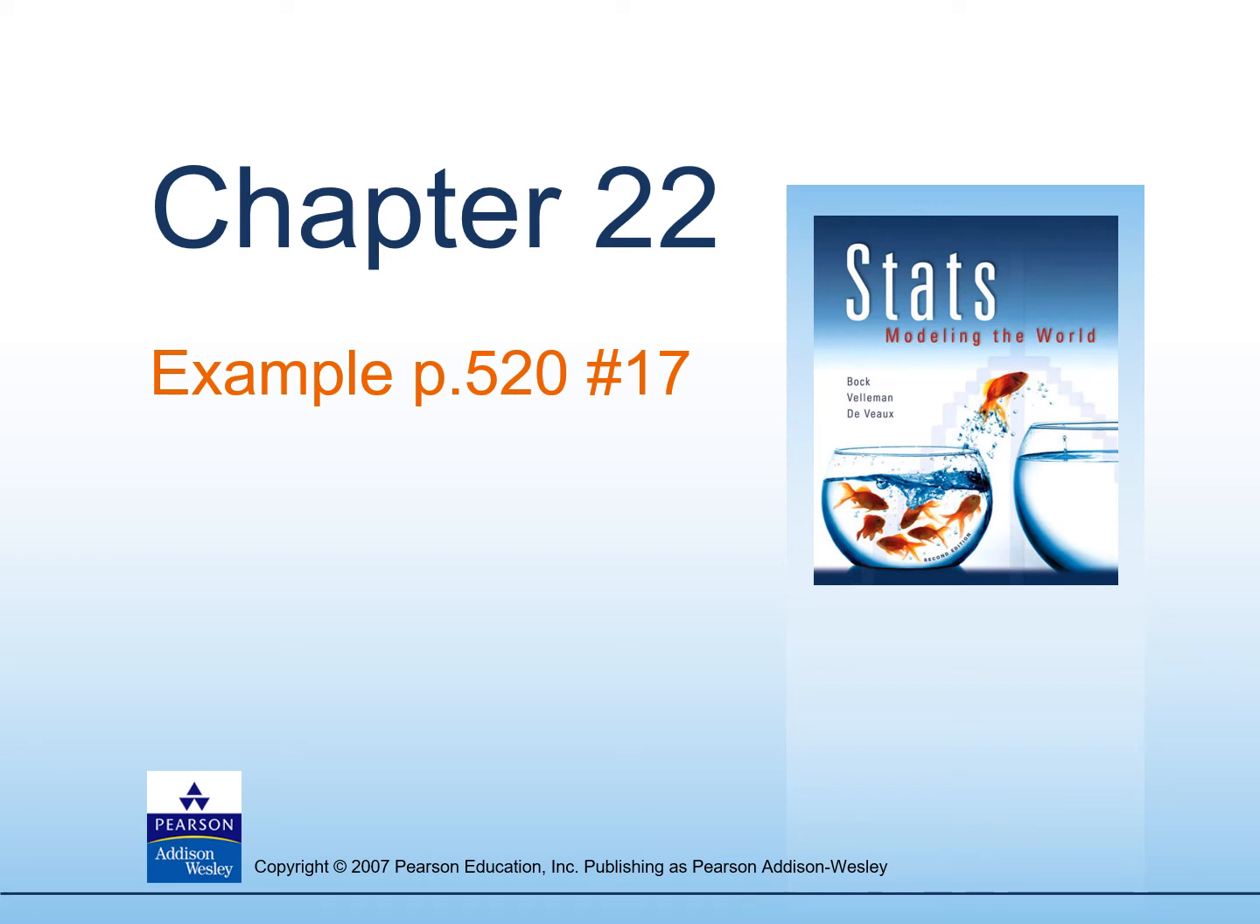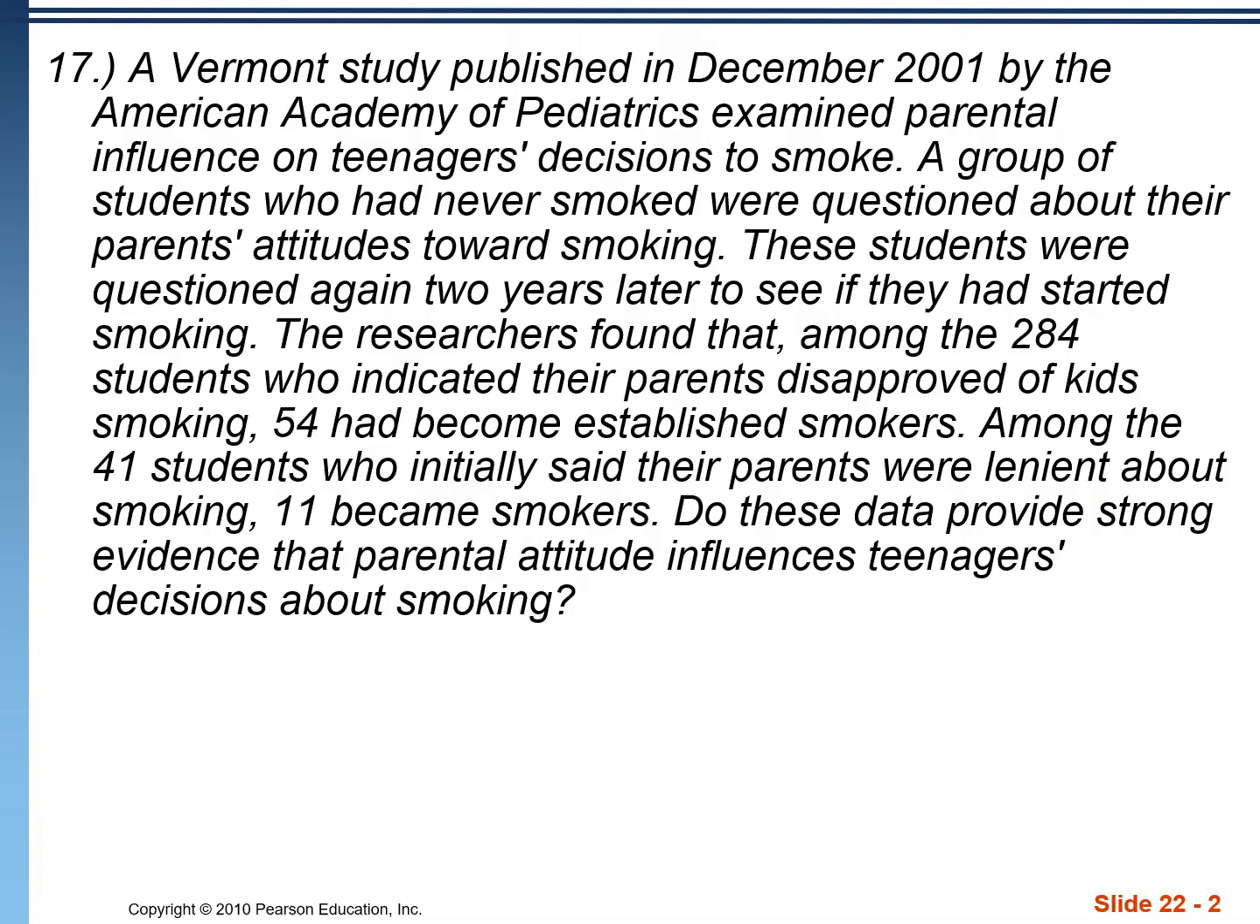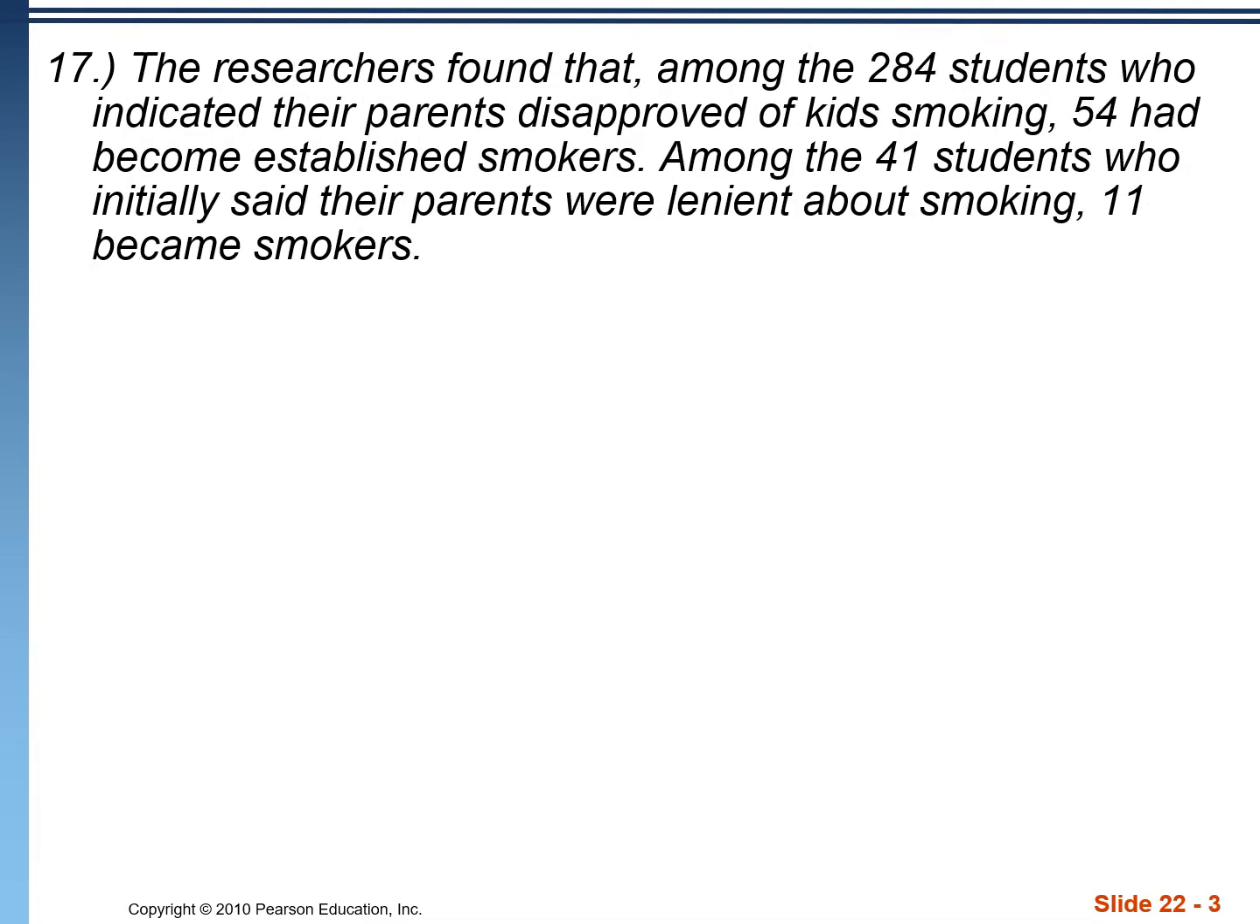If you're confused on two proportion z-tests, here's a walkthrough of number 17 on page 520. Here's the problem copied over from the text, which you're more than capable of reading on your own. And here's the key information. We have one group of 284 students whose parents disapprove of smoking, and then we have another group of 41 students whose parents are lenient about smoking.